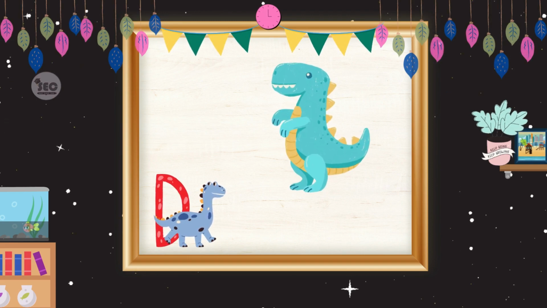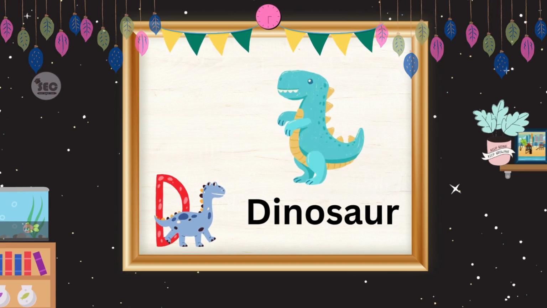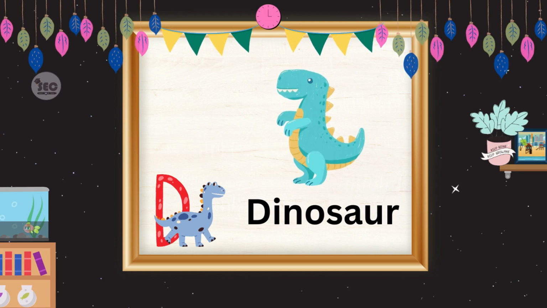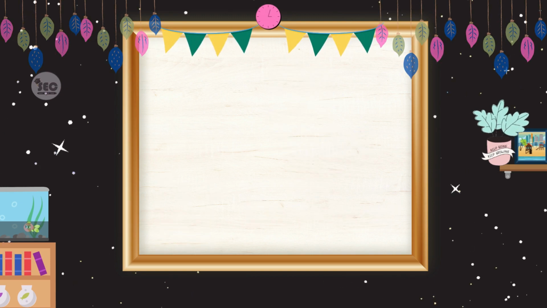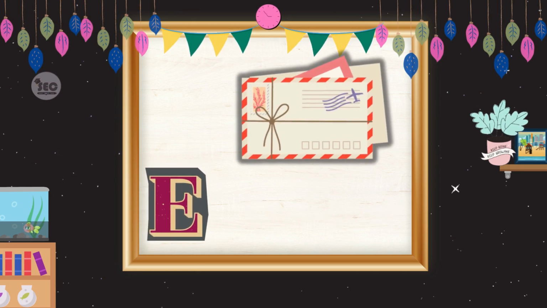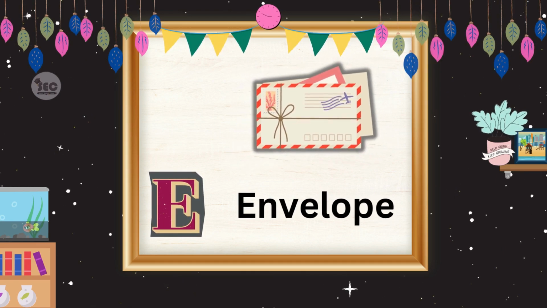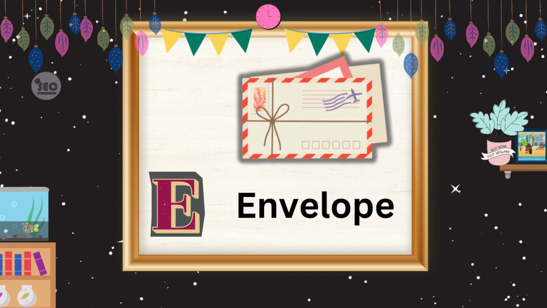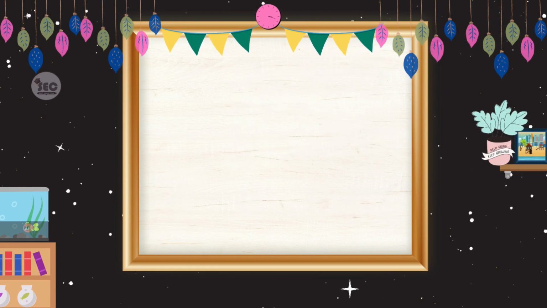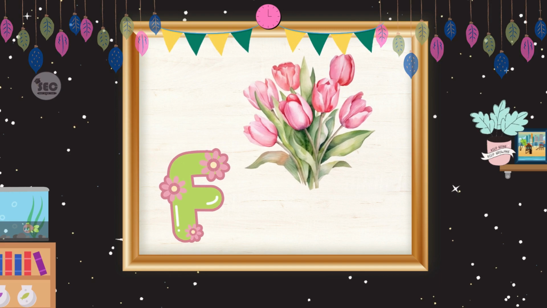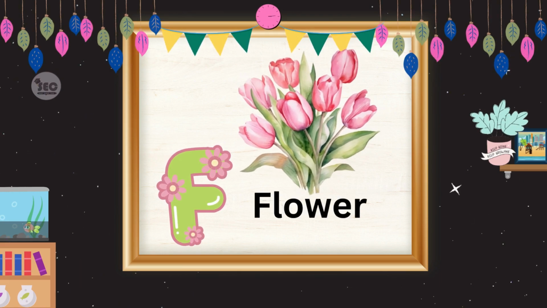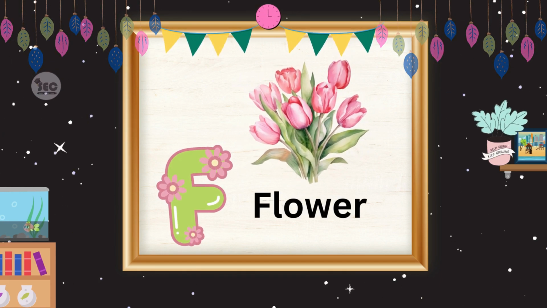D for dinosaur. D-I-N-O-S-A-U-R. Dinosaur. E for envelope. E-N-V-E-L-O-P-E. Envelope. F for flower. F-L-O-W-E-R. Flower.